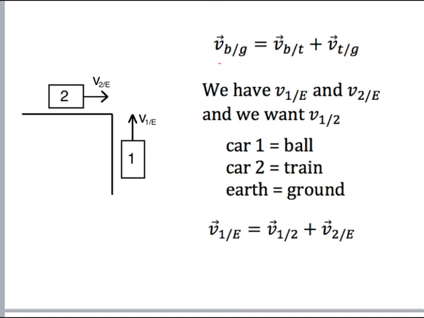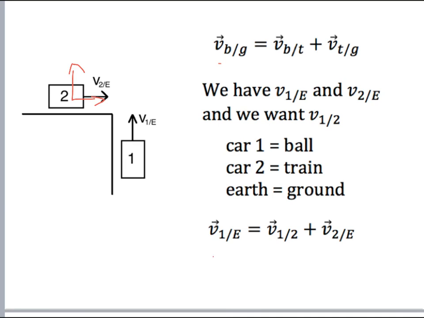And we have the velocity of 1 with respect to the Earth and the velocity of 2 with respect to the Earth. What we want is the velocity of car 1 with respect to car 2. And so that tells us, if we look up here, the 1/2 would be like this term, because this is the Earth and this is the Earth, and so this would be like 1/2. We want the velocity measured to this coordinate system that's moving like the coordinate system on the train is moving, and so that tells us that car 2 is like the train.